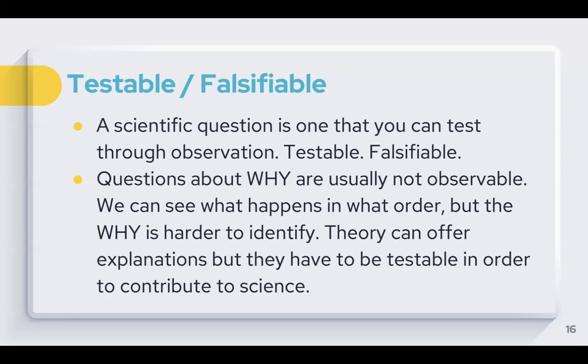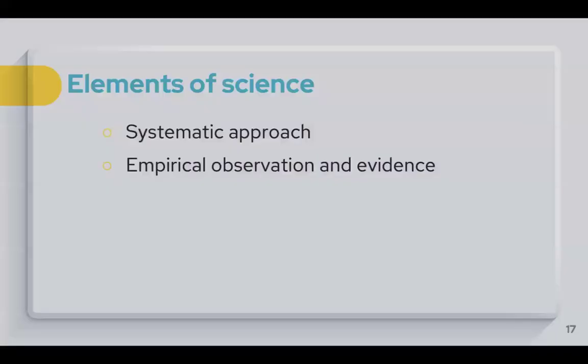You want to make sure scientific questions are testable. They have to be falsifiable. You have to be able to measure them and then say, yes, this supports my idea or it does not support my idea. Questions about why, like we said, usually are not observable. We have to see what happens. The why is not really visible often. It's harder to identify. So we can look at theory for explanation, but that theory has to be testable in order to contribute to science.